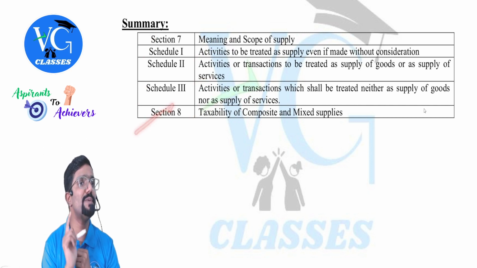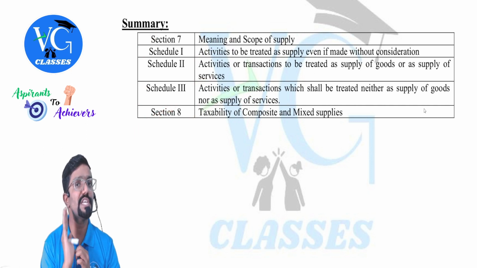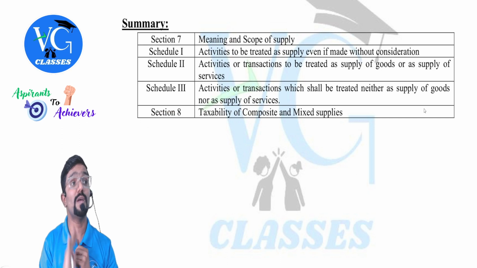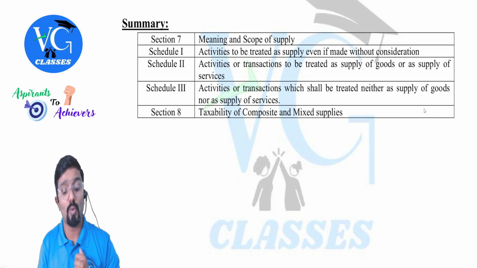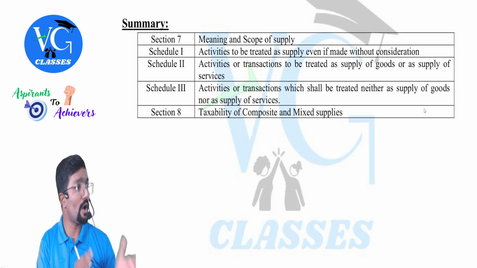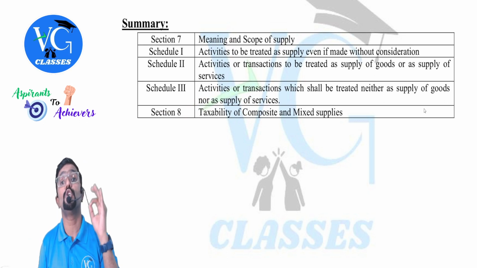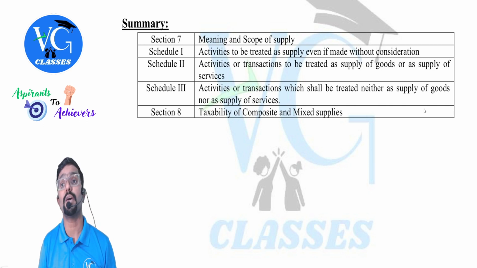And section 8, please be careful, guys. Don't get confused. Section 8 will not tell what is composite supply, what is mixed supply. It will tell what is the tax rate applicable for composite and mixed supply. What is composite supply is given in which section? 2 clause 30. What is mixed supply is given in section 2 clause 74.